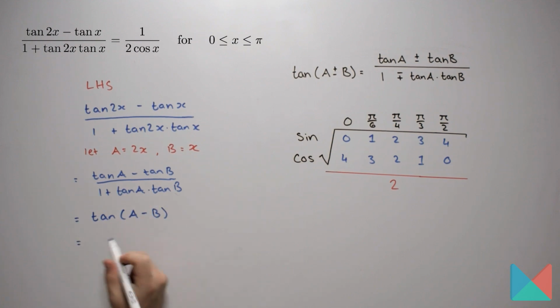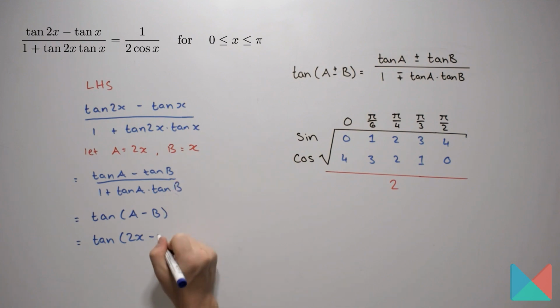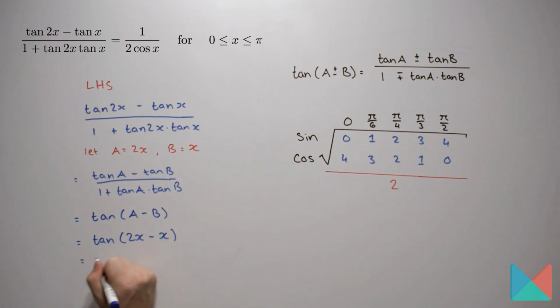And now rewriting our values for a and b, this is tan of 2x, which was a, subtract b, which was x, and finally we get tan of 2x subtract x, which is just going to give us tan of x. So in fact, our left-hand side of our expression simplifies into tan of x. Now let's rub this out to leave some room, and we're going to finish off solving our expression.